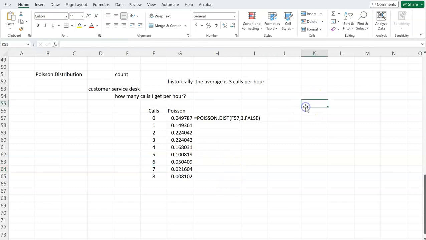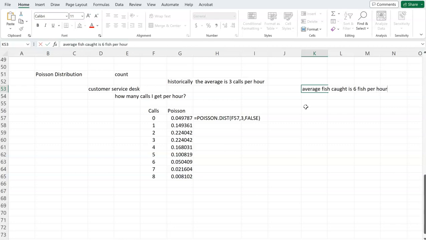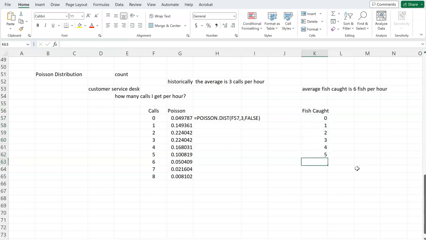We can also use it for, let's say, the average fish caught is 6 fish per hour in a lake. So let's say that there's a fishing competition and you want to know how many fish you can catch in an hour. And let's say the average is 6. So that is the average from the past. Now you're in the competition, so you want to look at how many fish can I catch? What is the probability of each catch? So I may catch 0 fish, 1, 2, 3, 4, 5, 6, 7, 8, 9. I may catch 9 or 10 fish.